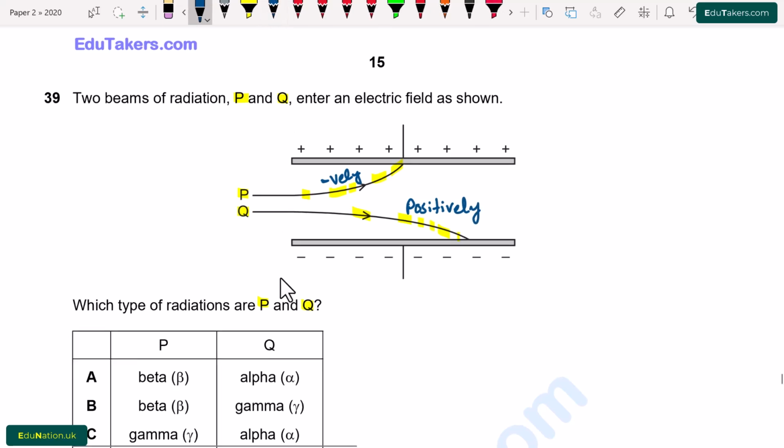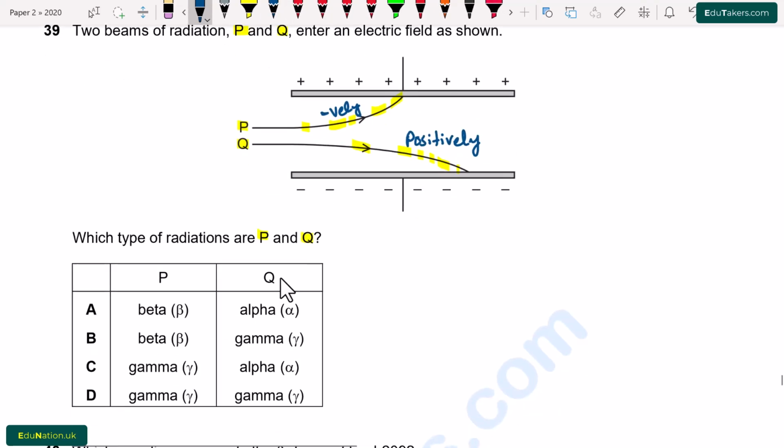So here options given for P and Q: A, beta and alpha; B, beta gamma; C, gamma alpha; D, gamma gamma. So from here P is basically negatively charged, which is beta particles, and these are alpha particles. It means that P is beta while Q is alpha. So option A is correct.